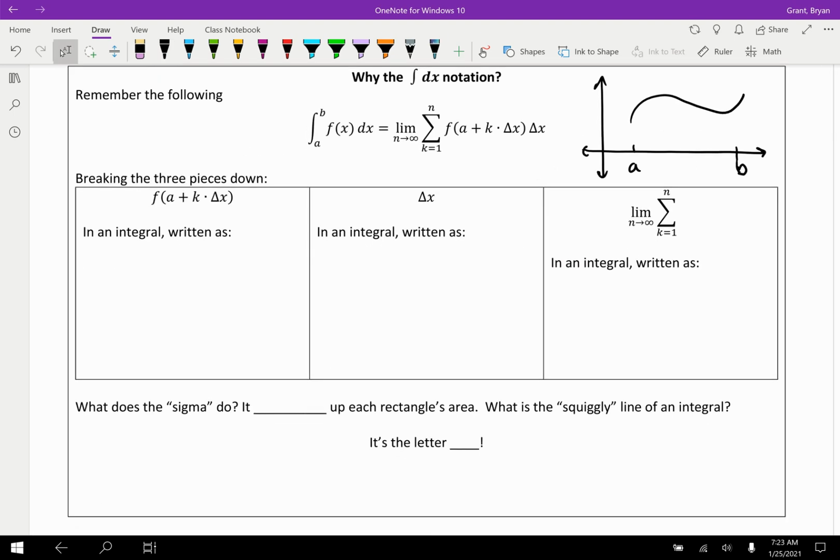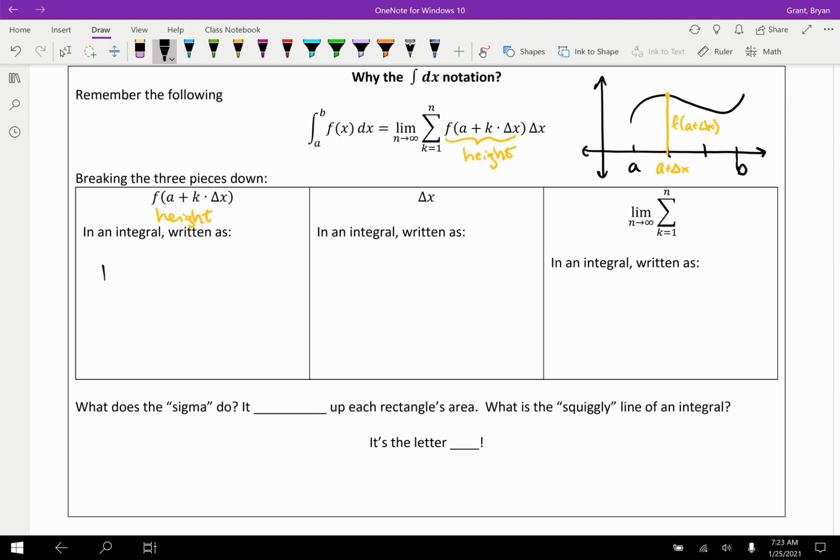Okay, well, let's break the 3 pieces down. F of A plus K times delta X. Well, what is that? Maybe I should make a couple rectangles too, right? I think in this case of our rectangle, this is like the height, isn't it? Right? It takes some x value. Let's say that this point is A plus delta X, and if you plug it into your function, it gives us a height, right? This height right here is F of A plus delta X. So this is the height.